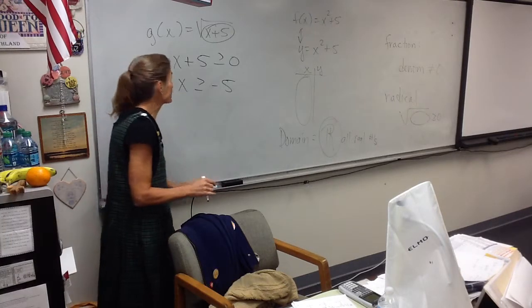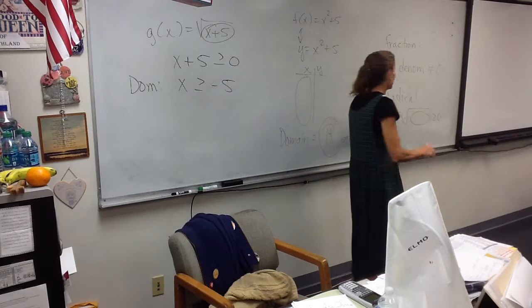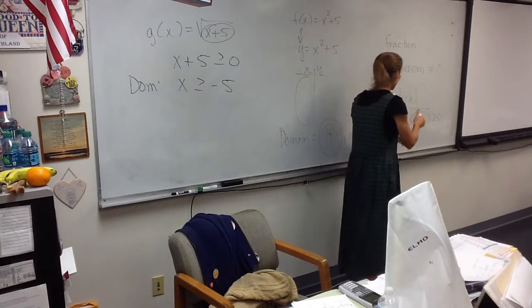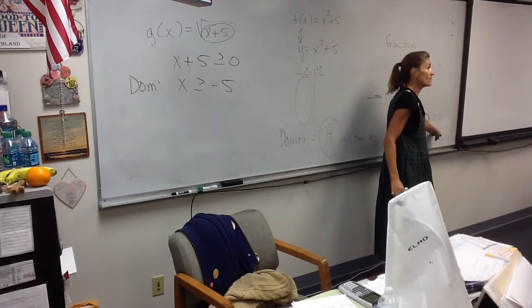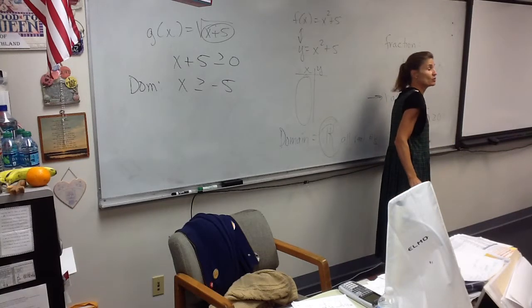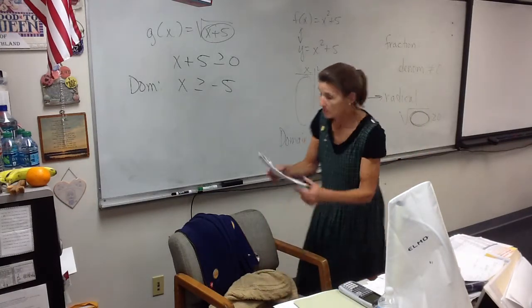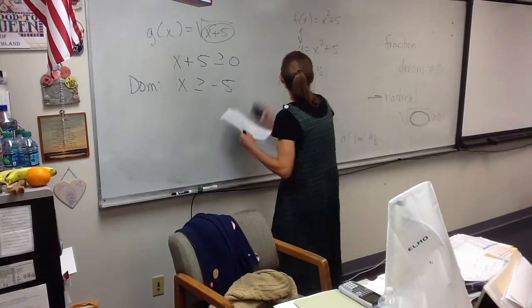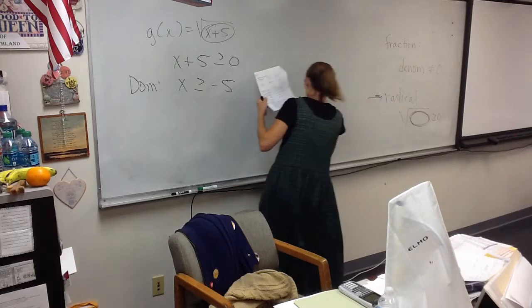How did I know that? Well, the problem had a radical, and I'm going to know these rules. When there's a radical, whatever is underneath the radical has to be bigger than or equal to 0. And then you just solve that, and that's your domain. Now, look at the next one. The next problem has a fraction in it.